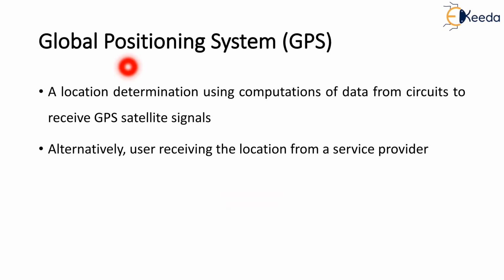So next one is the global positioning system, also known as GPS. It is a location determination which uses computations of data from circuits that receive GPS satellite signals. That is a geographical positioning system. The user receives the location from a service provider. The service provider finds the user location with respect to the input from its base stations.